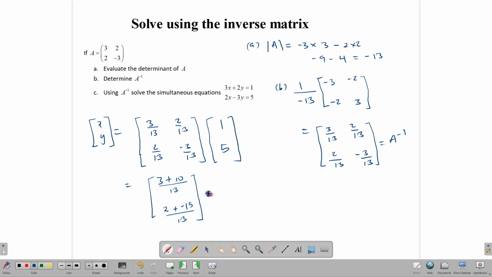And so from this we see that 10 plus 3 is 13 over 13. And that gives us 1. And 2 plus negative 15 is negative 13 over 13, which gives us negative 1. So we can see then that our answers are x is equal to positive 1 and y is equal to negative 1. And those are our solutions from using the inverse matrix to solve this particular system.